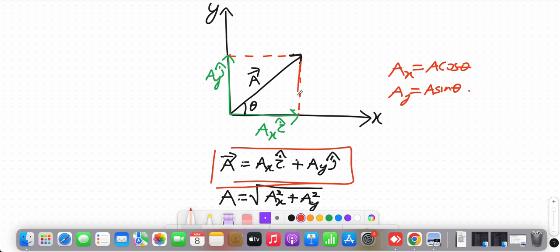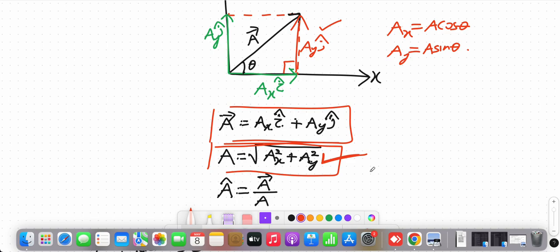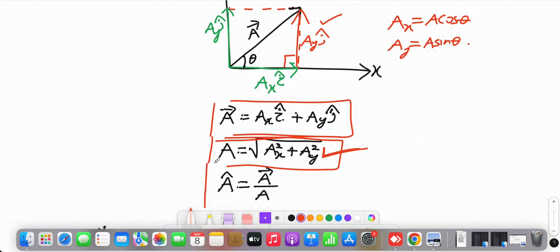Now magnitude of A vector is nothing but root over of AX square plus AY square, because these two vectors AX I cap and AY J cap are making a 90-degree angle. So in triangle law of vector addition, if two vectors are making a 90-degree angle, then their magnitude is simply root over of A square plus B square, or in this particular case AX square plus AY square. Now you know that unit vector A cap is equal to A vector by A, so unit vector here is A vector by A.